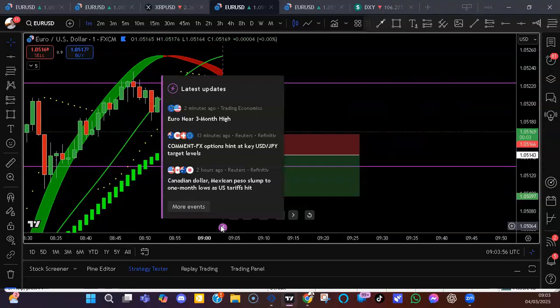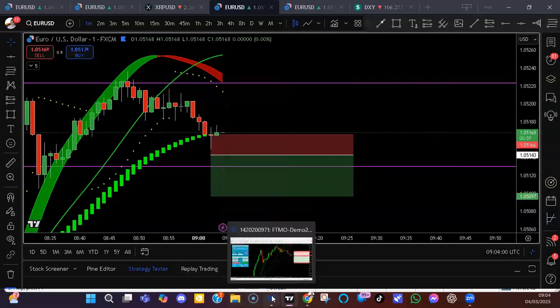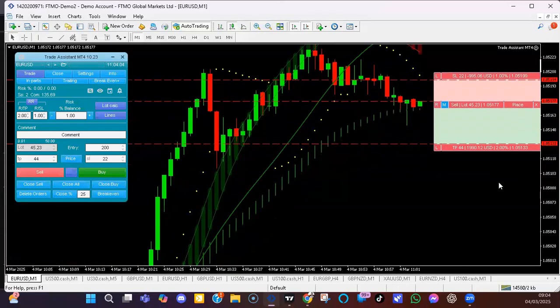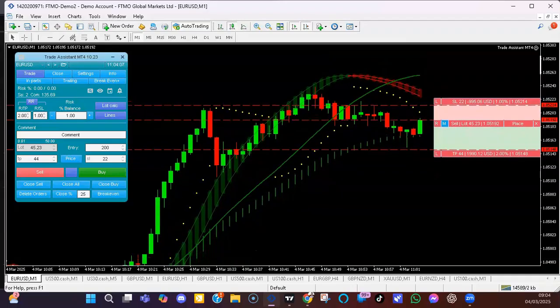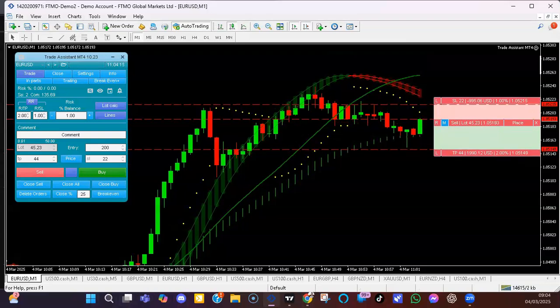Euro's near a 3-month high. There we are. Good news for the euro. And that's partly down, or maybe all down, to the fact that Trump put them tariffs on the Mexicans and the Canadians. And the dollar didn't like it, so the dollar got a lot weaker.